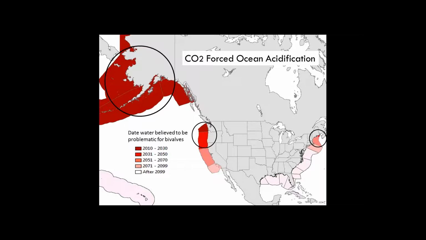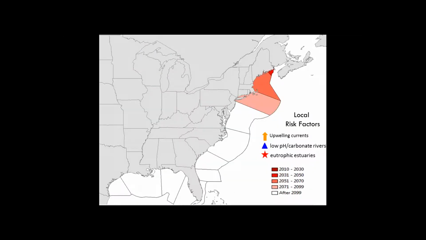Now, these global models don't do a good job of predicting the date at which carbonate saturation will actually become problematic for bivalves in the coastal zone. And because of that, that's why we added on all these local factors that can actually accelerate this timeline. And so I'm going to focus on the East Coast and the Gulf of Mexico. And here we plotted these 3 local risk factors.